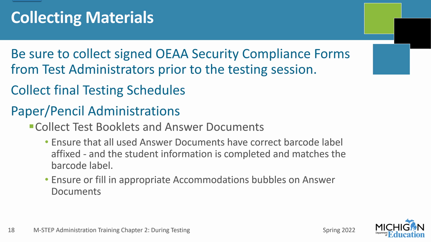For paper-pencil administrations, all test booklets and answer documents must be collected. Any used answer document must have the correct barcode label affixed, and any accommodations used need to be filled in on the answer document. Also be sure that student information is completed and matches the information on the barcode label, in the event the barcode label becomes damaged or falls off the document. The test administration manual includes detailed instructions for materials return.